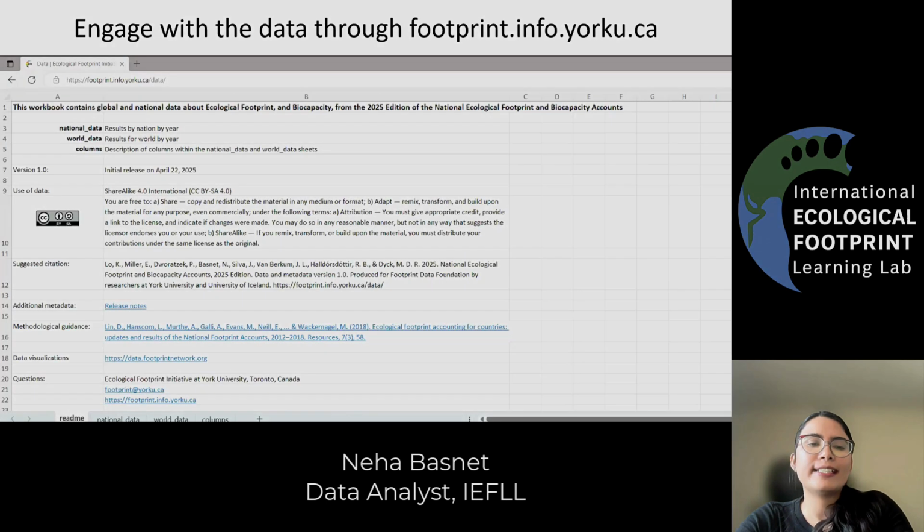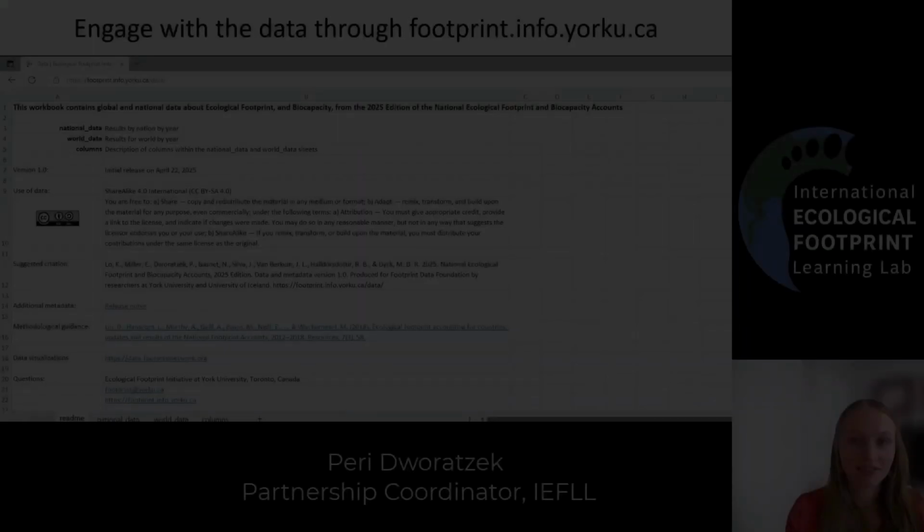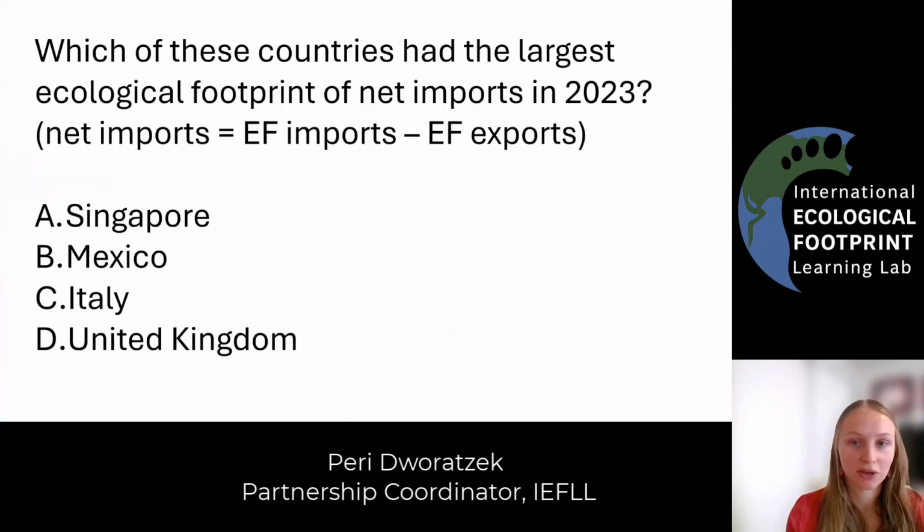Now I will pass it over to Peri, who will take us through a deeper dive into some interesting trade statistics. So let's turn to another footprint trivia question. This one's asking, which of these countries below had the largest ecological footprint of net imports in 2023? The hint given is that net imports equals ecological footprint of imports minus ecological footprint of exports, with 4 different responses. A, Singapore, B, Mexico, C, Italy, and D, the United Kingdom.